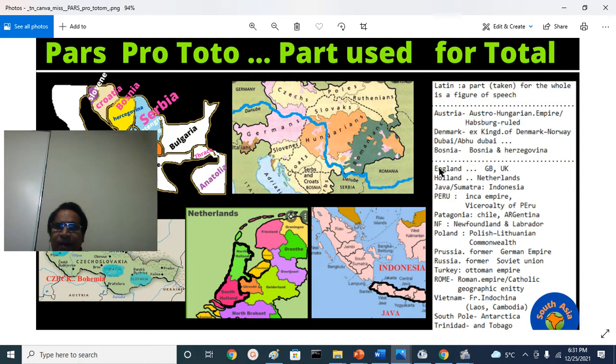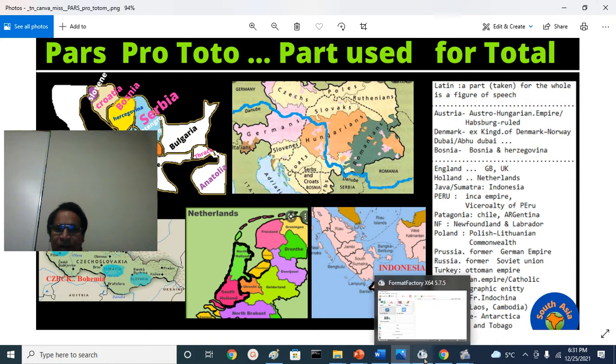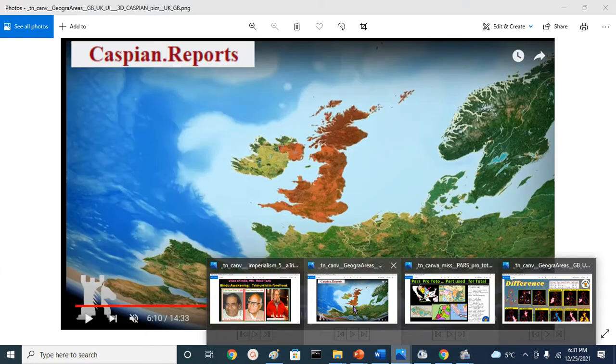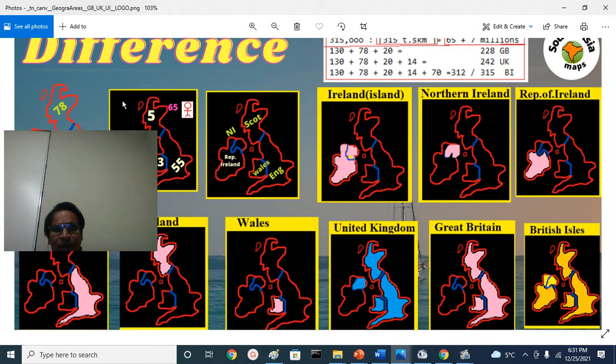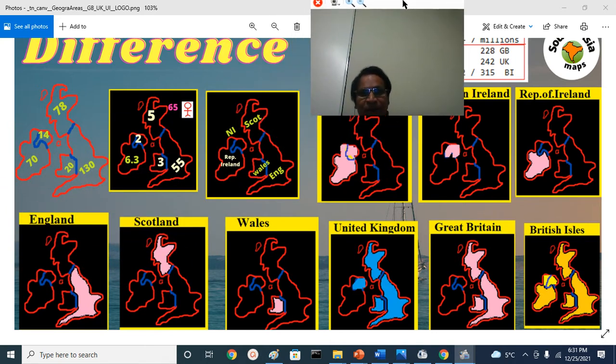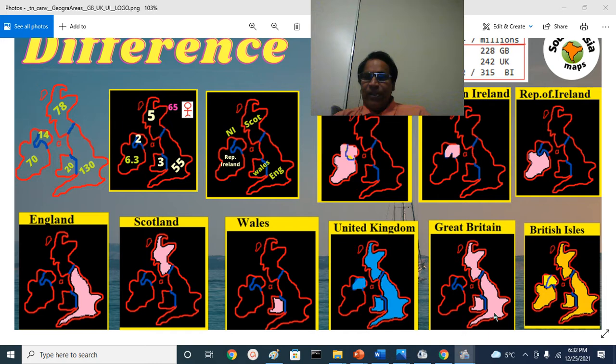Next, a part called England represents Great Britain and the United Kingdom. I made a whole bigger presentation of this. You can look at it in my playlist. In brief, there are four countries here: England, Scotland, Wales, Northern Ireland. All these countries together are called the United Kingdom. There is a bigger island called Great Britain, that has England, Wales, Scotland, and there is another smaller island called Ireland, that has Northern Ireland and the Irish Republic. The term England is used to represent Great Britain, that has three countries: Wales, England and Scotland. A part, England, is used to represent a totem called Great Britain.